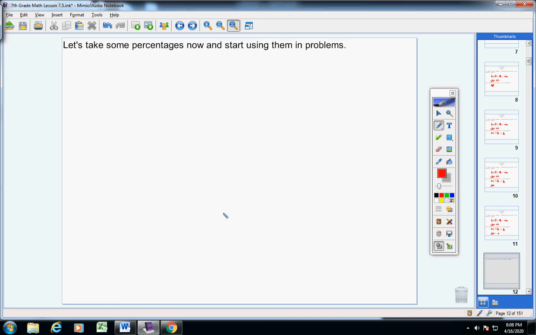Today we're going to take some percentages and start using them in actual problems. Okay, so here's what I want to do. I want to start off by looking at 3 problems that I'm going to teach you how to do. Then I'm going to have you try 3 more problems on your own, and then we're going to look at 2 word problems, and that will be it for today. Okay, so here we go. Please copy this first problem in your notes.